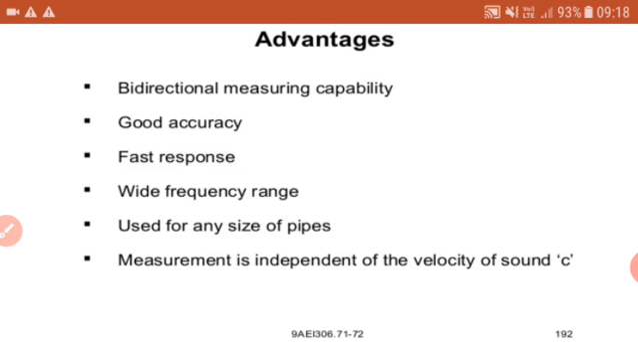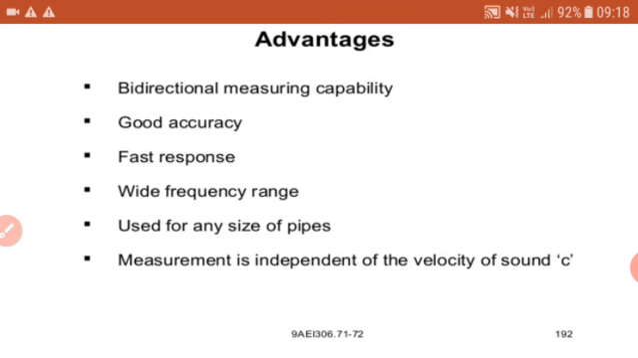They have provision to clamp on the pipe without process interruption. It means if we clamp on the pipe, there is no interruption in the process; for an ongoing process we can clamp this type of meter. We are mounting outside the pipe, and they are very small in size, about 6 to 10 mm, so we can mount on small pipes also.